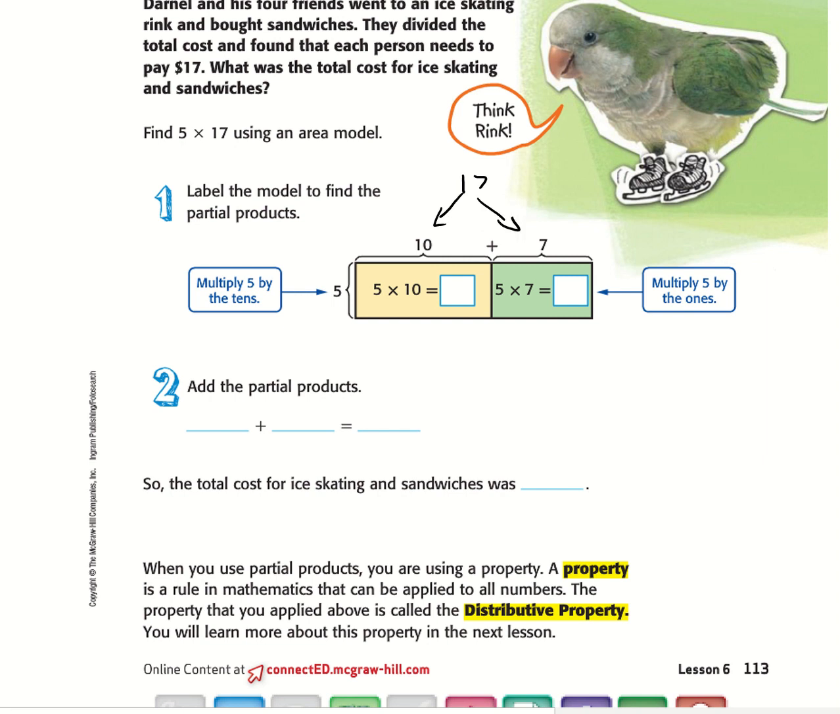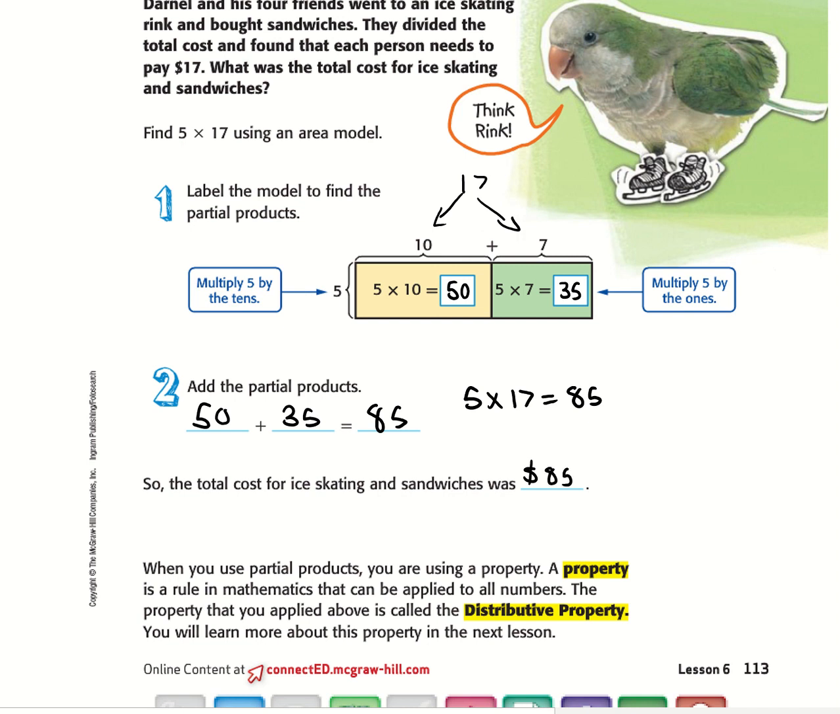So instead of doing 5 times 17, since we split up the 10 plus 7 and that equals 17, we can actually multiply 5 by 10 and 5 by 7 because those two numbers are easier to compute. We know 5 times 10 equals 50, and 5 times 7 equals 35. If we add those together, 50 plus 35, that's going to equal 85. So 5 times 17 equals 85, and the total cost for the ice skating and the sandwiches was $85.